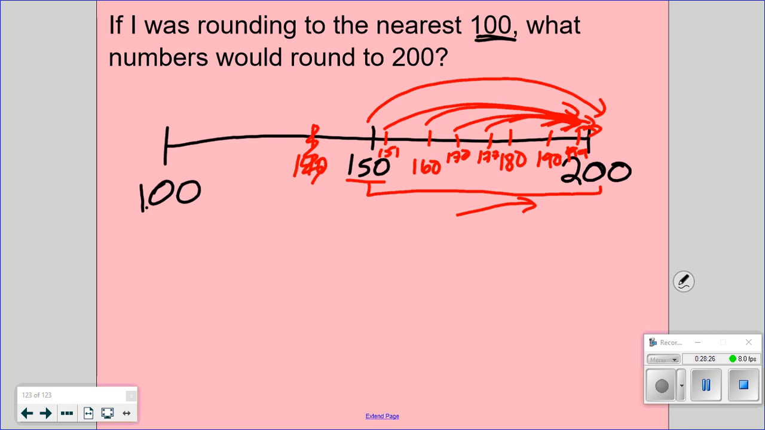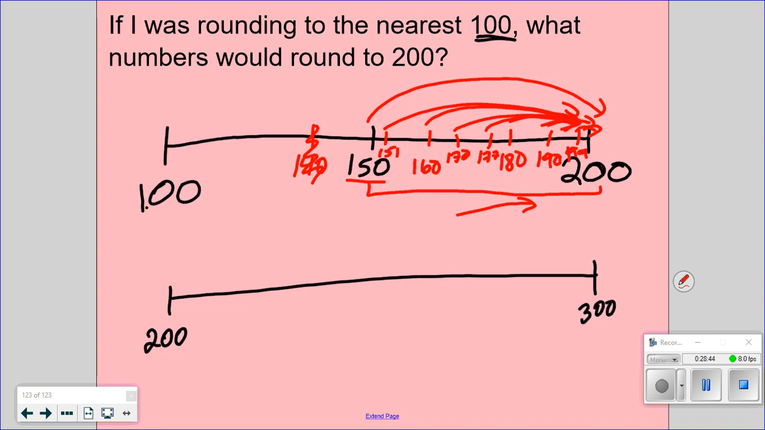Can you figure out numbers that are bigger than 200? Well, what's going to be my number line? What is my number line going to look like if I want numbers that are larger than 200? The 200 at the left, the 300 at the right, and then the 250. All right, go see if you can find some numbers that will round to 200 that are larger than 200. Go ahead and write some in your notebook. I'm not expecting all of them because Gwen's right, it is a lot of numbers.